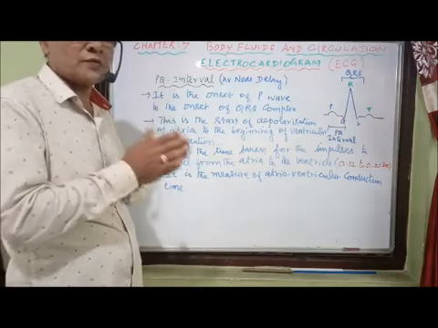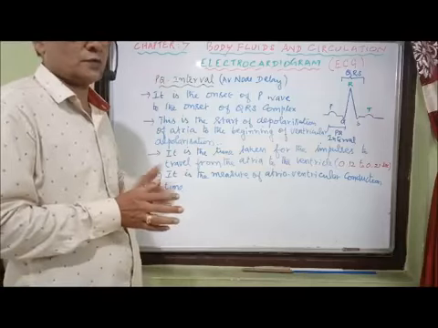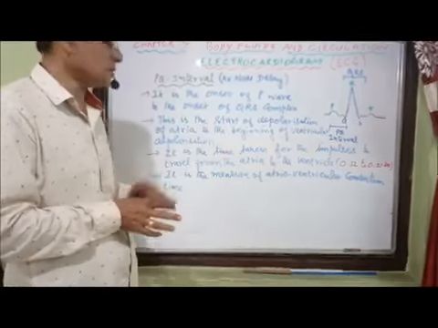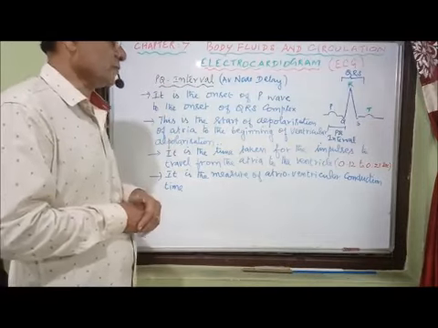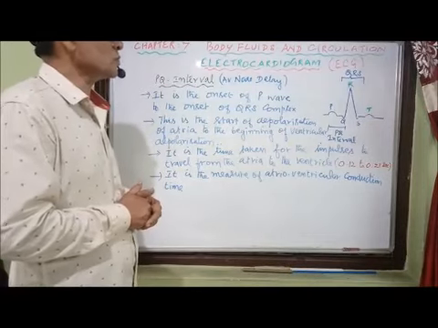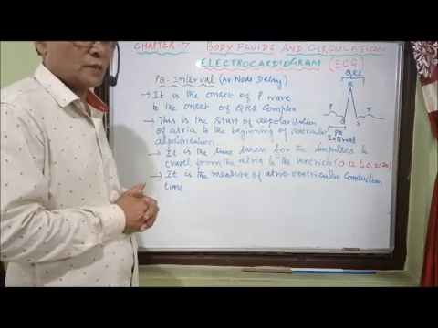The time taken for the conduction of impulses from the atria to the ventricles is normally represented by the PR interval. Now we have to go for the next one, the QRS complex.